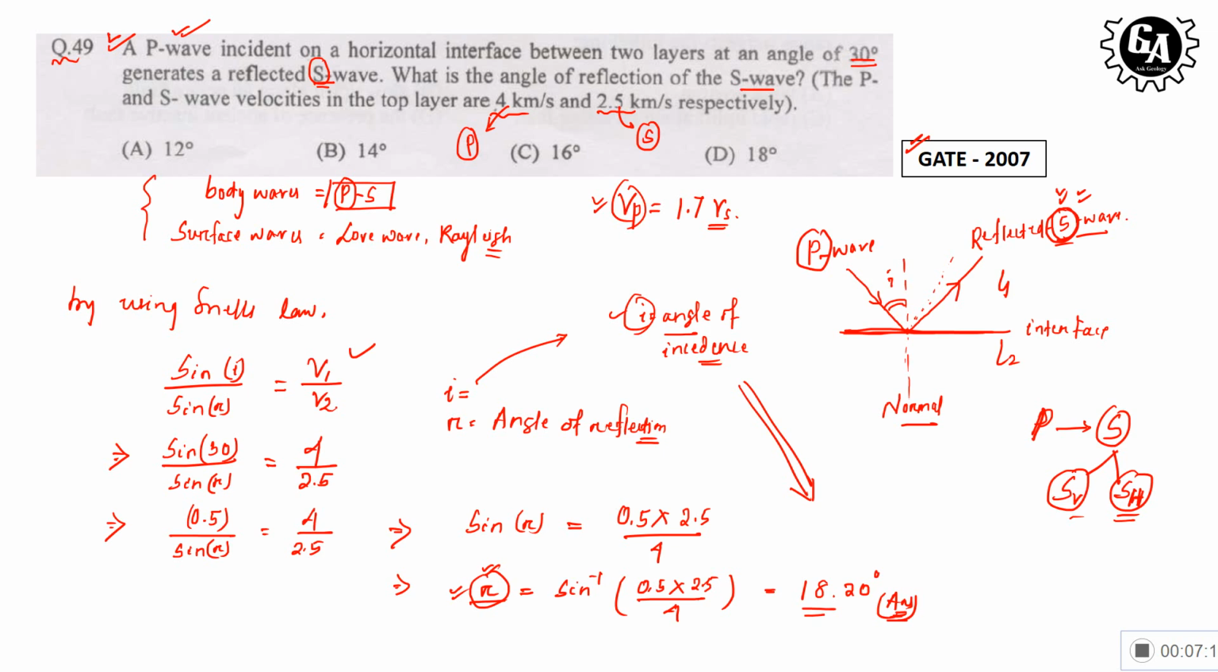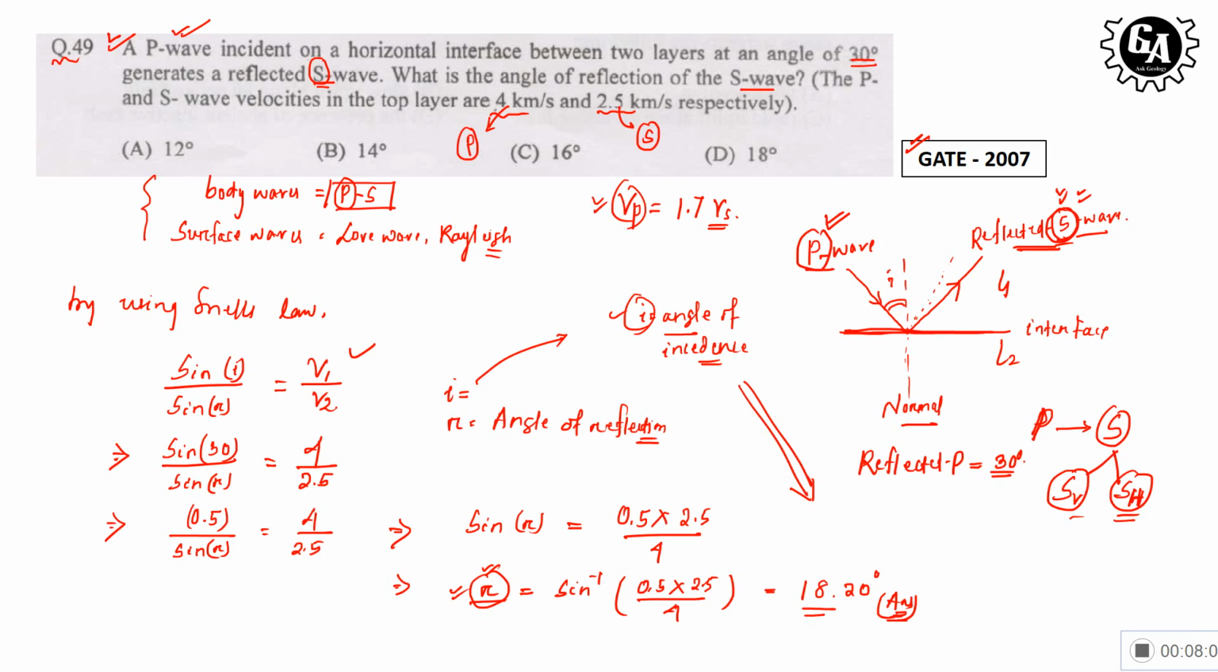But what did we read in the first law of reflection? The angle of incidence is equal to the angle of reflection, that implies i is equal to r. But in this case, if it were the reflected P wave, then the angle of reflection would be the same. Here the reflected ray is an S wave, that's why the amount of bending is different. If it were the reflected P, then what would be the angle of reflection? That will be the same 30 degrees, isn't it?